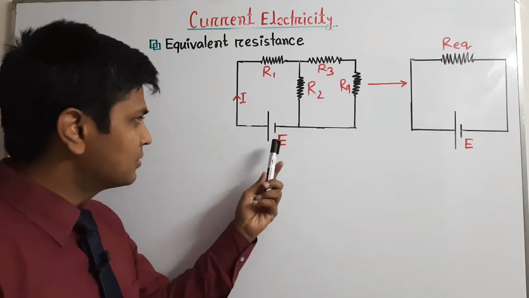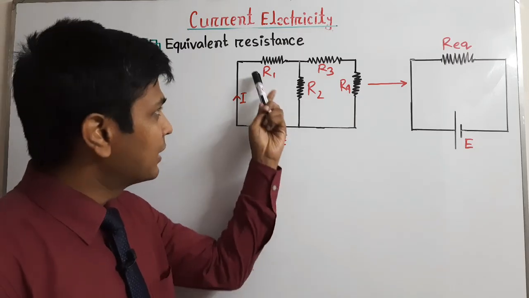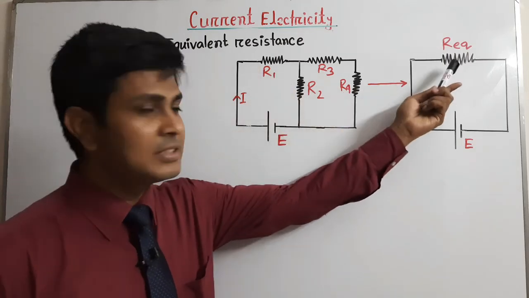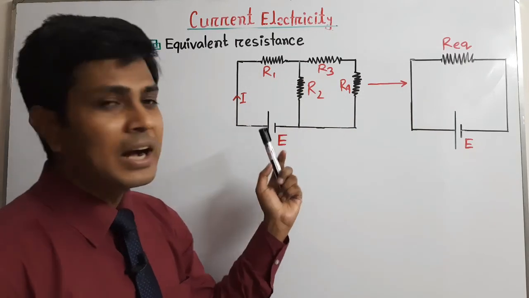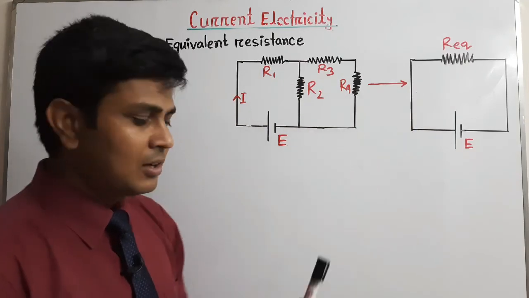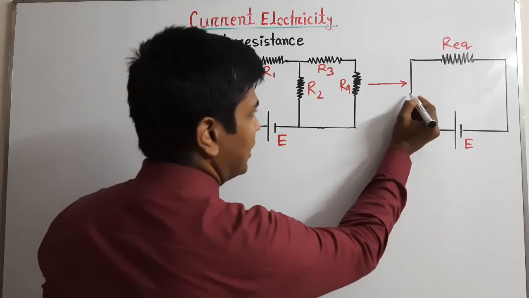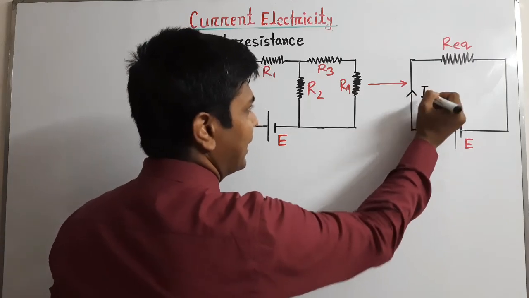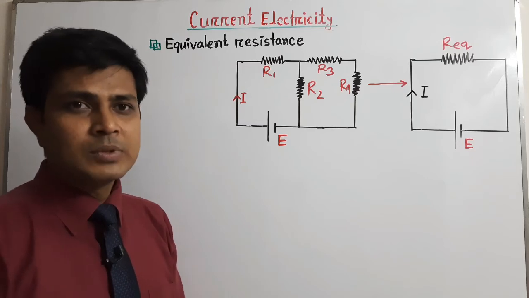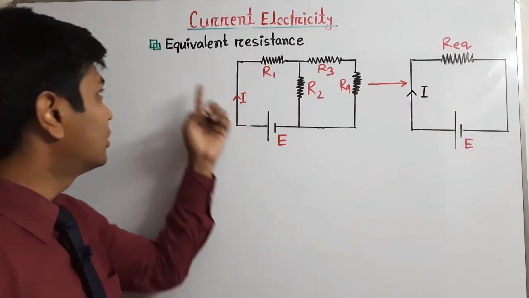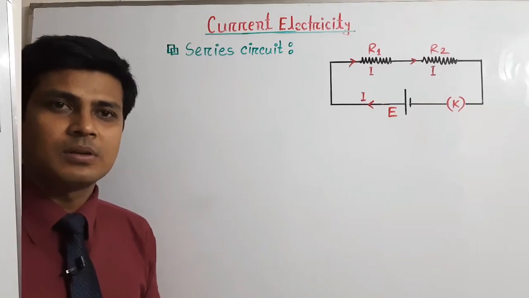Here you can see this is a mixed circuit, and if we use a single resistance instead of all the resistances, the current of that circuit will not change. The current of that circuit will be I and the electromotive force will also be the same. So that single resistance is called equivalent resistance.